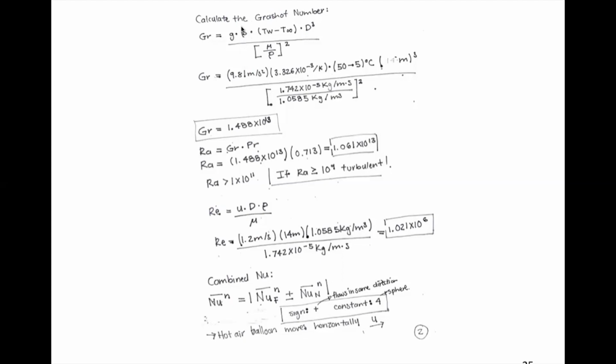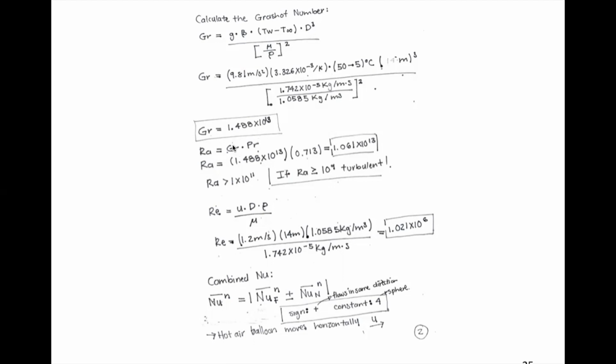Where the beta expansion coefficient is something that we have. We know the acceleration of gravity. We know the difference of temperatures between the wall and the surroundings. We are evaluating our balloon to be in a spherical shape, right? So diameter to the cube, and the kinematic viscosity squared. And after putting numbers in our Grashof equation, I get 1.488 10 to the 13.